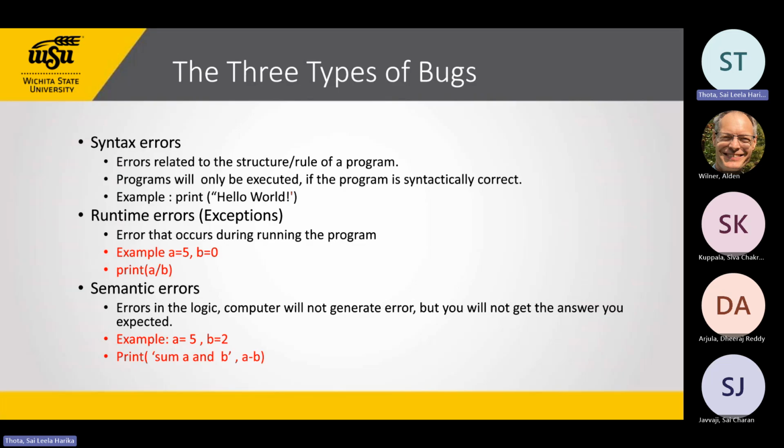For example, you initialize a equal to 3 and b equal to 0, and you perform print a by b. What will you get? Do you have any idea which error we will get? Yeah, in Python, it is a zero division error. Because if you divide something by 0, we can't divide, right? Like 1 by 0, 2 by 0, 3 by 0. So it is an error. It comes under runtime errors.